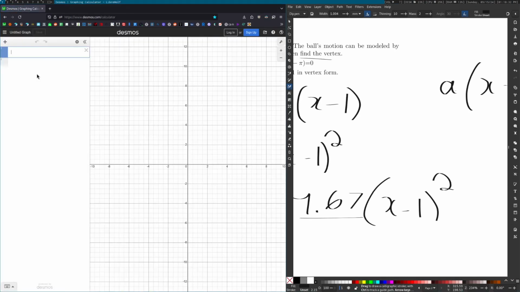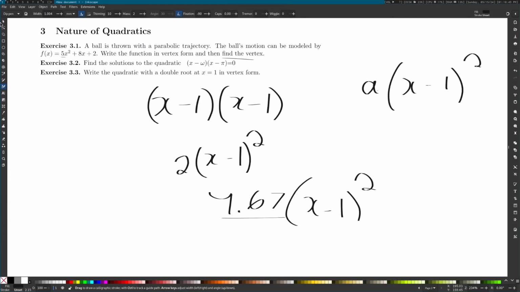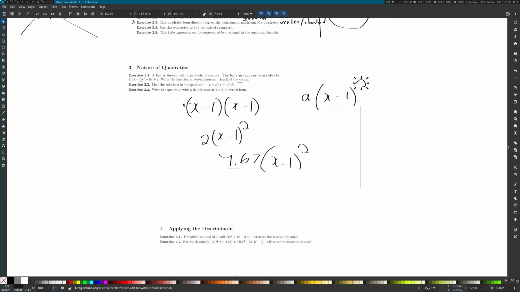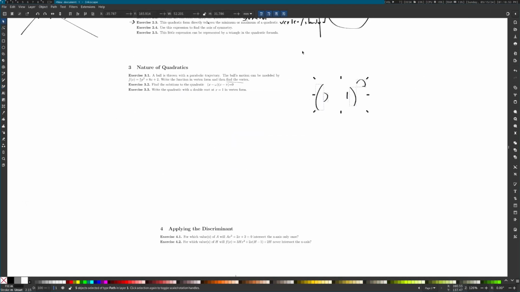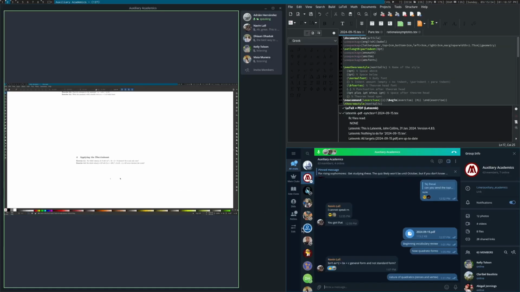And if you want to see that, write this, and plug in a. You see here that no matter the value of a, you're always going to have a double root at 1. Close that. And that covers the nature of quadratics. Okay, time for the next section, which is applying discriminant.